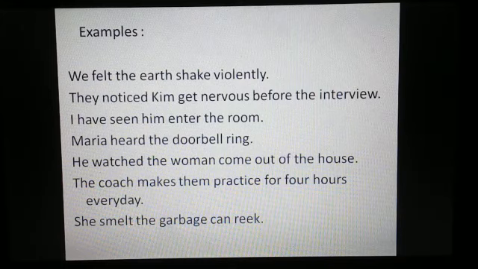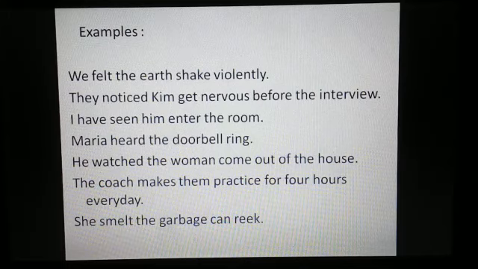He watched the woman come out of the house. He is the subject. Watched is the second form of the verb. The woman is the object. Come is the bare infinitive or the base form of the verb. Out of the house is a prepositional phrase.